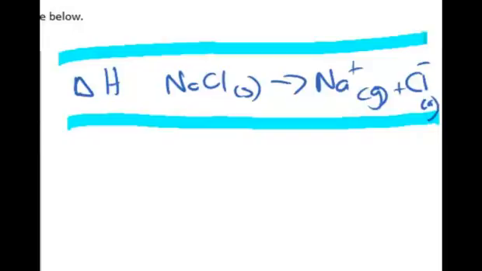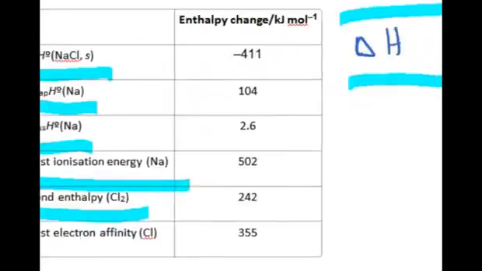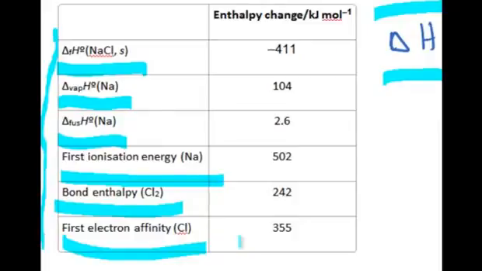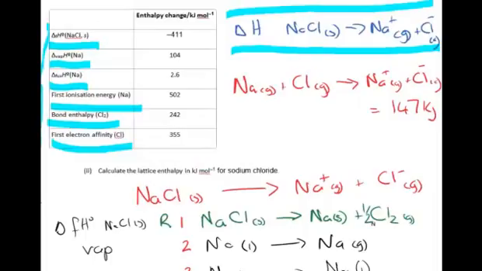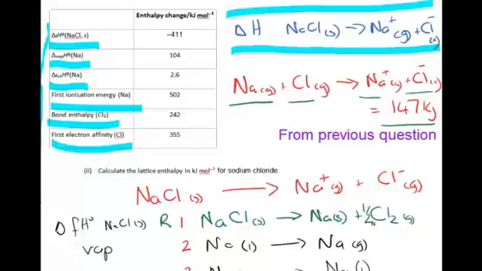So it's going to be helpful for us to write out the equations for the different bits of information that we've been given to see which ones are useful, and then we're going to manipulate them to try and work this problem out. Now, an important equation to remember is the one that we did previously, which I've just rewritten there, which is sodium and chlorine going to sodium ion and chloride ion, which was 147 kilojoules. That's going to be handy.